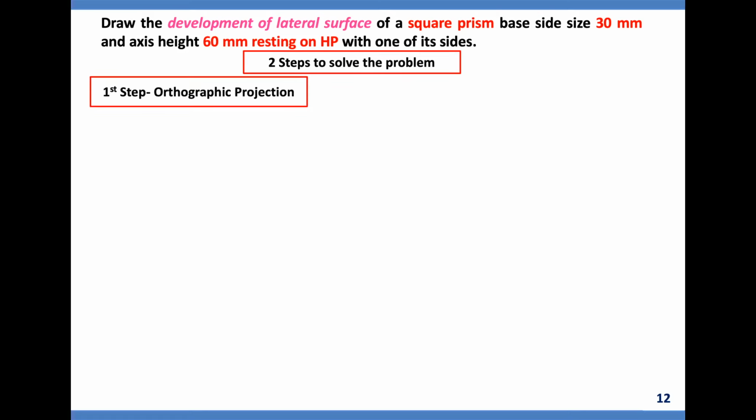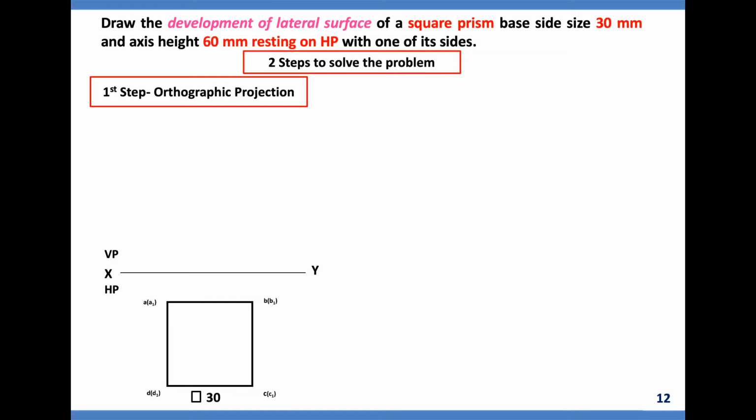First step, orthographic projection. Can you see the length of the XY line? It is very short. I'll tell why it is done. As we are adopting first angle of projection or first quadrant system, VP is above XY, HP is below XY. Front view comes above XY, top view comes below XY. As per the data given in the problem, it is resting on HP with one of its sides. So I have to start my first view below XY like this, with one of its sides resting. Then I've got side size 30. Since it is square, both sides are equal to 30.